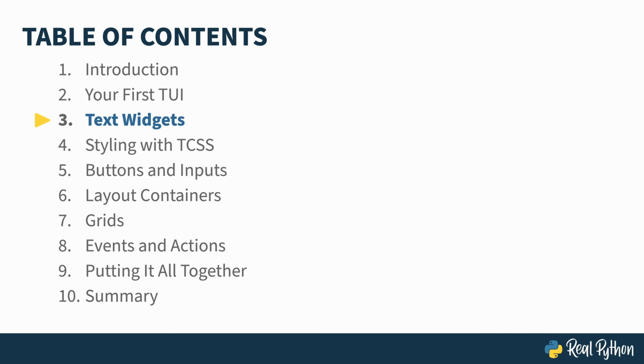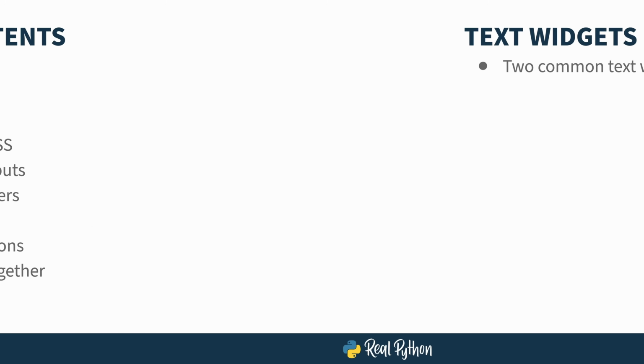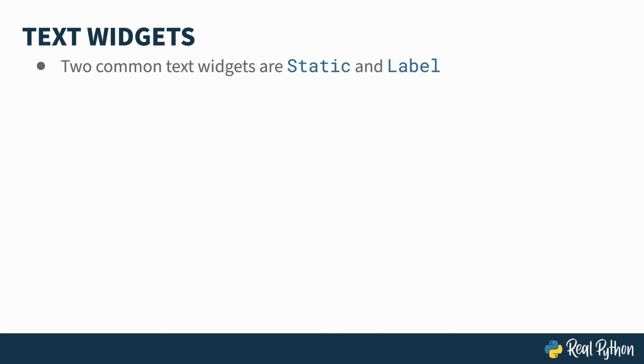In the previous lesson, I showed you the Hello World version of a textual application. In this lesson, I'll play around a little more with text widgets and show you some of the styling you can apply to them. Every displayable component of your TUI application is a widget. So if you want text on the screen, you can't just print it, you need a text widget.